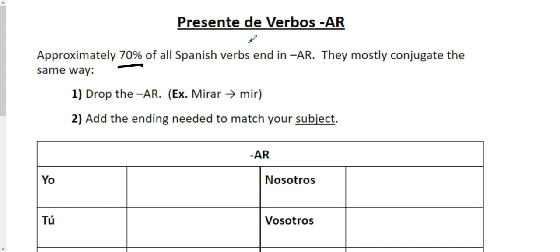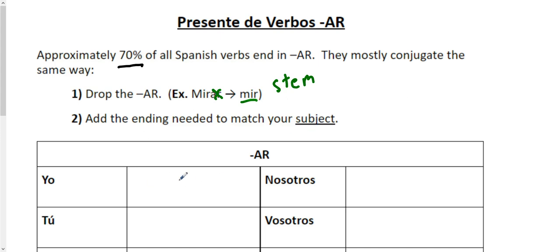And what you do if you want to conjugate most AR verbs, if they're not irregular, is the following. You drop the AR. So for example, if we had mirar, we get rid of that AR, and we are left with a stem. This is called a stem, sometimes also called a root, called mir, M-I-R, because that's what's left after I get rid of the AR. And then I add the ending to match my subject.